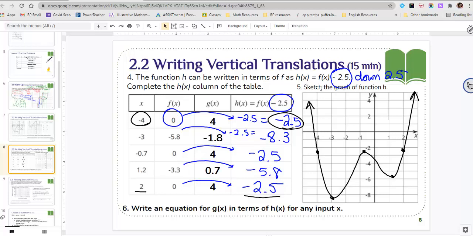And so our final question in section 2.2 asks us to write an equation for g in terms of x. Now g, if you remember, is our one that is much, much higher. Our g function is the one that was going way up here at 4, right here.